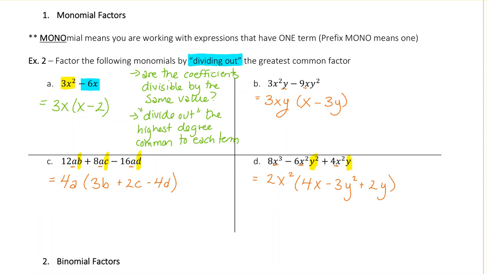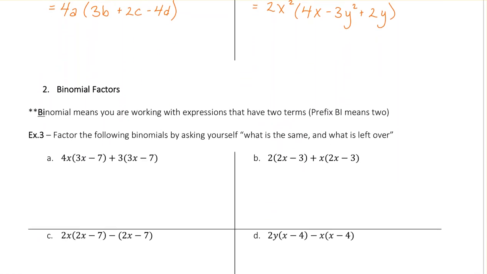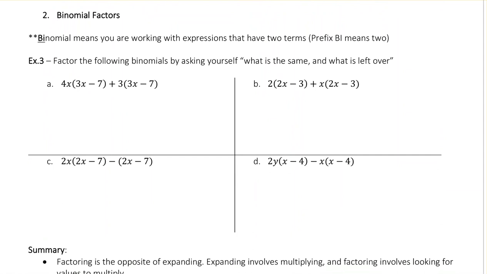So those would be binomial factors. The next one would be binomial factors, and binomial means you're working with expressions that have two terms. The prefix bi means 2. Okay, so sometimes those prefixes in math will help you identify kind of what you're looking at.